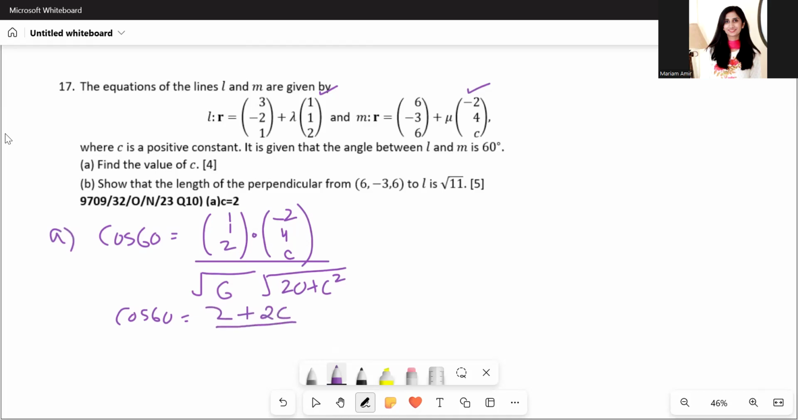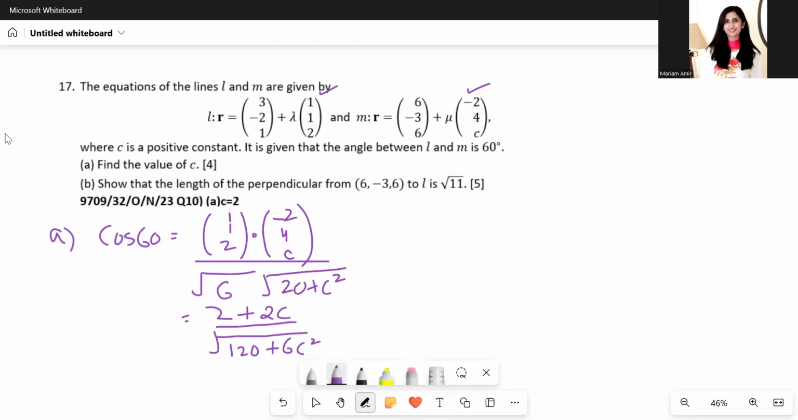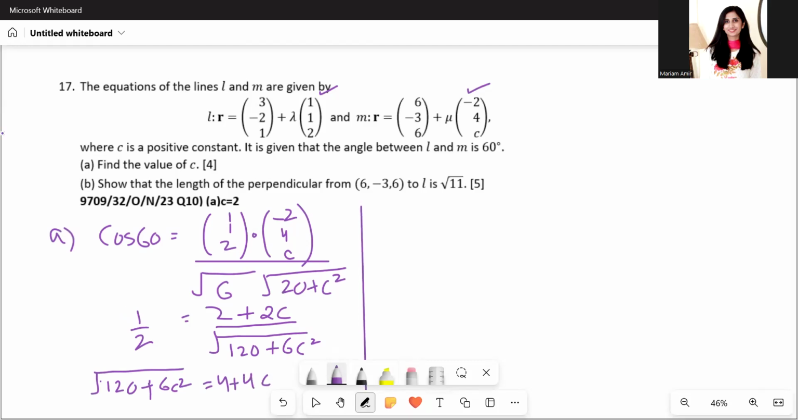And you may take square root common or you may not, it does not make any difference. If I take square root common, I get root of 120 plus 6C squared. Now, what is cos 60? Cos 60 is a half, so I'm going to replace this with a half. And I'm going to cross multiply and then square both sides. So we get root of 120 plus 6C squared equals 4 plus 4C.